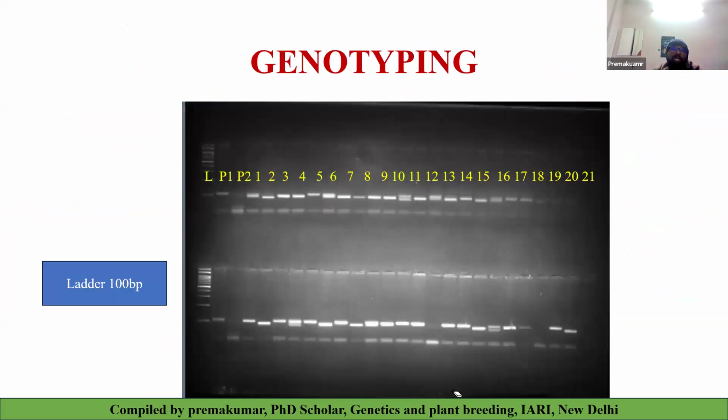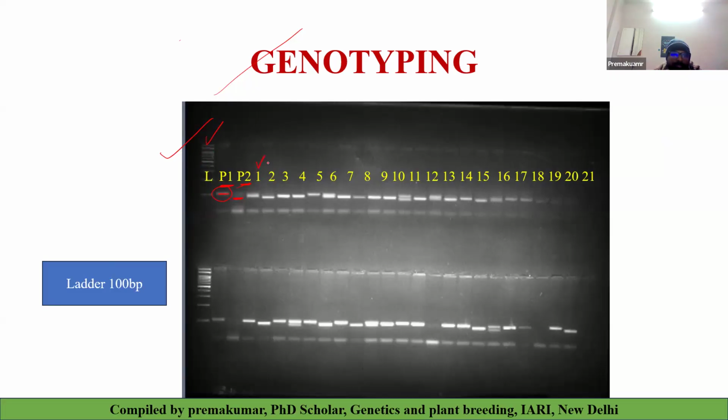After phenotyping, you have to do genotyping. How to do genotyping? This is actually my slide, from my seminar. For example, this is the ladder. First, you have to do a polymorphic survey between the parents. See this marker, one band is here and another band is here. To observe clearly, there is a band here and one band here.